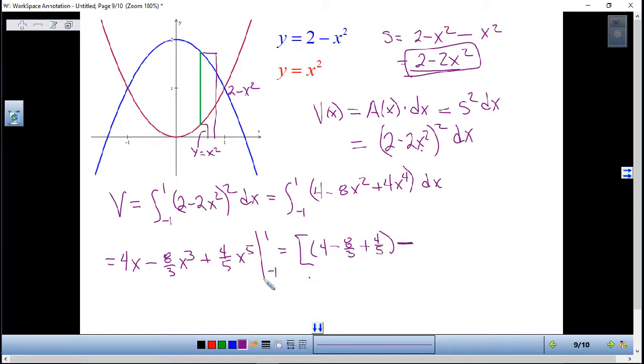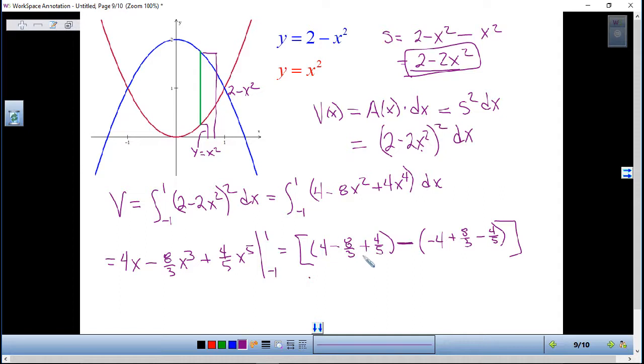Then we subtract, evaluating at the lower bound. Now when we plug in a negative, each one of these powers is odd, so it's just going to change the sign of the same thing we had here. So we get negative 4. 4 times negative 1, negative 4. Negative 1 cubed gives me a negative 1. Negative 8 thirds times negative 1 gives me a plus 8 thirds. And then negative 1 to the fifth power is going to give me a negative 4 fifths. So here's the neat thing. In this case, once you do this one, you've actually found the value of this one. It's just the opposite sign.